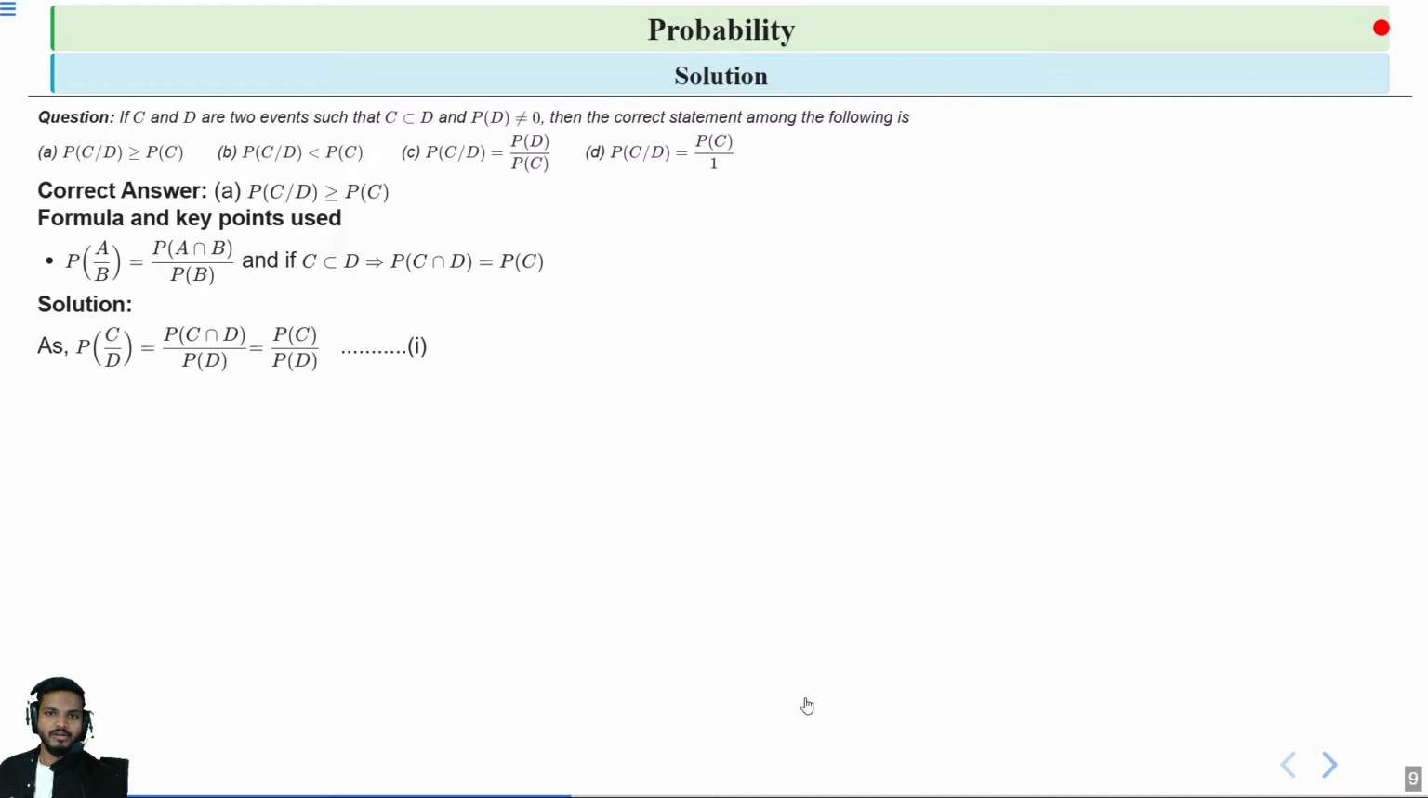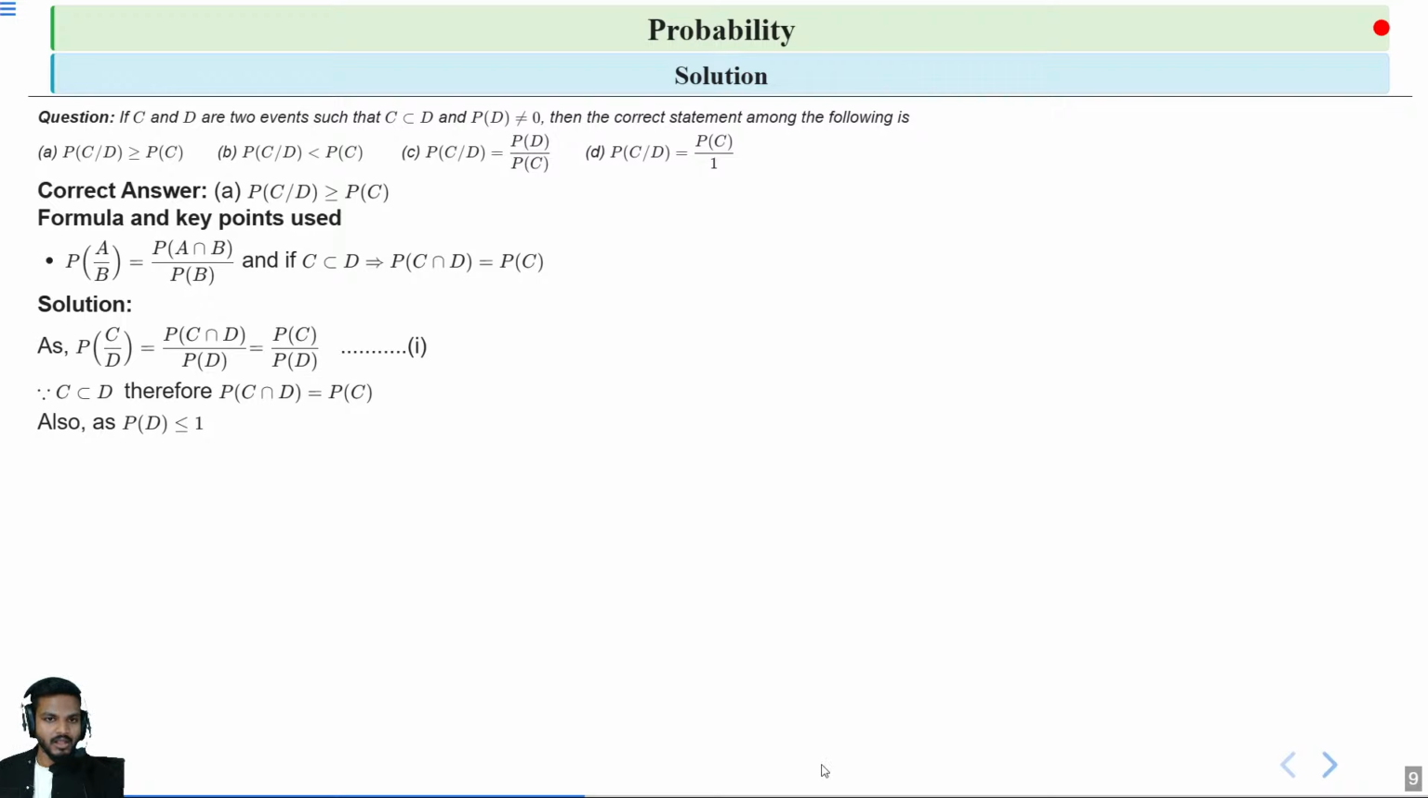So let's solve probability of C given D. Apply the conditional probability, that is probability of C intersection D by probability of D, and as C is a subset of D, it is equal to probability of C by probability of D. So consider it as equation number 1.